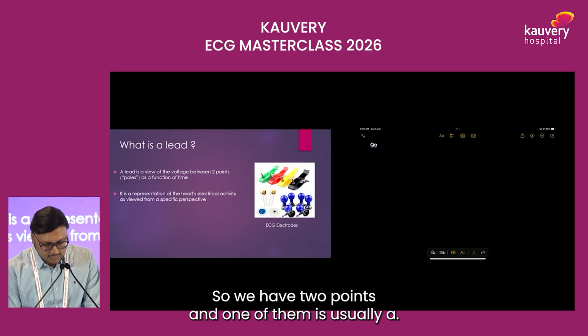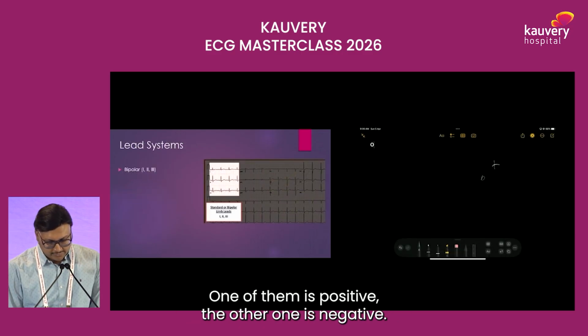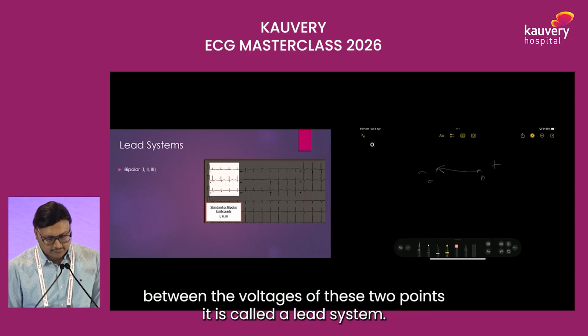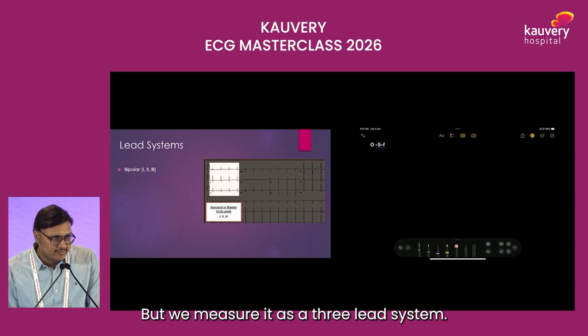So we have 2 points. One of them is positive, the other one is negative, and when we measure the difference between the voltages of these 2 points, it is called a lead system. So we have three lead systems, basically two lead systems, but we measure it as a three lead system.